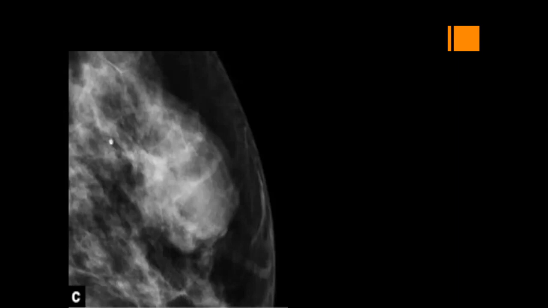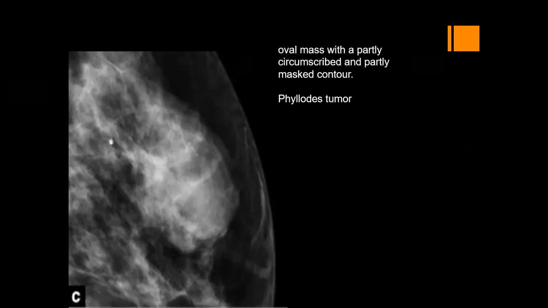It's circumscribed, partially obscured. It's a partially obscured lesion, and sometimes people might get confused and say this is a fat containing lesion. That is why I brought this image. This area of fat is part of the breast parenchyma. It's an oval, partially circumscribed and partially masked or obscured. It's a phyllodes tumor. Sometimes phyllodes tumors are represented like this.